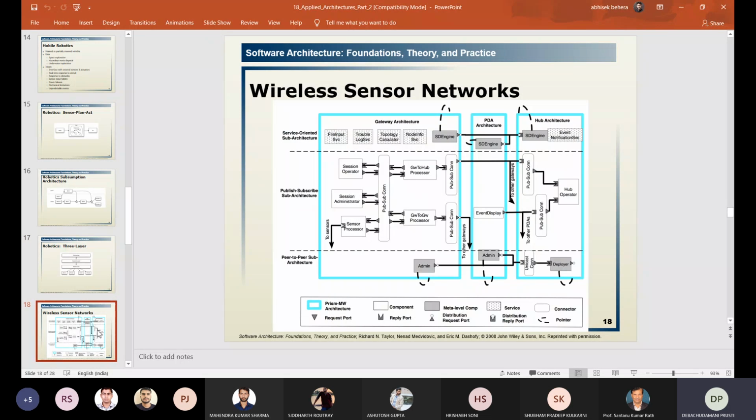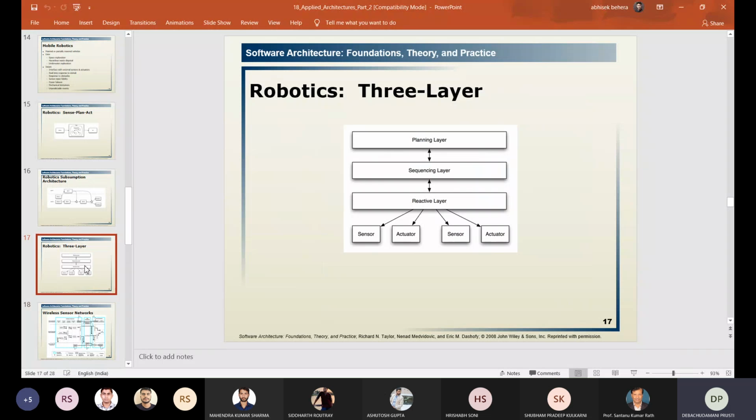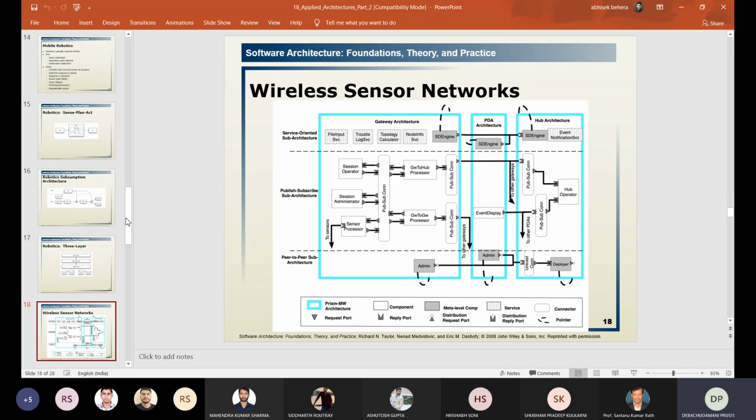Now a larger architecture with the wireless sensor network, given here with a service oriented sub-architecture as one layer, the publish-subscribe sub-architecture as another layer, and the peer-to-peer sub-architecture as another layer. How their interconnections are there with different layers, with your planning layer, your sequence layer and your reactive layer, is also given.